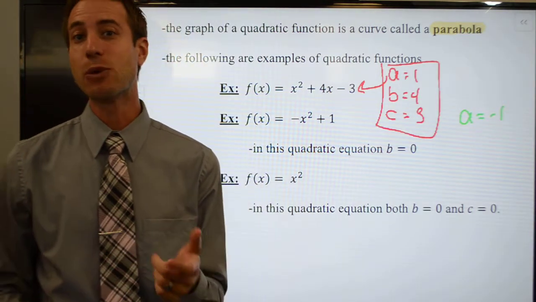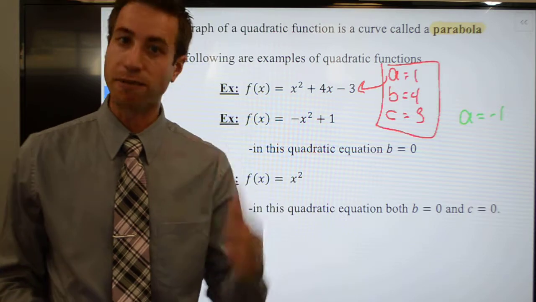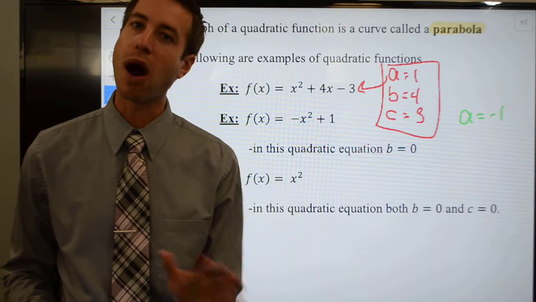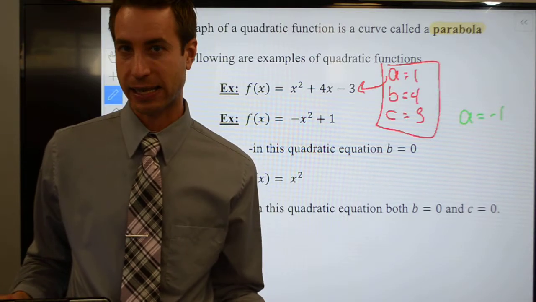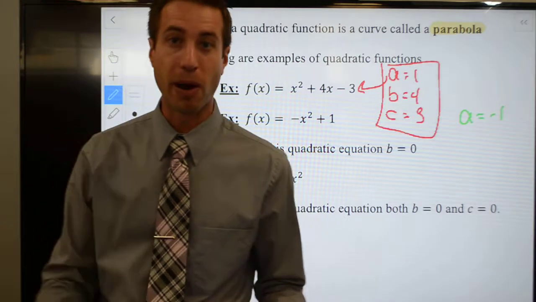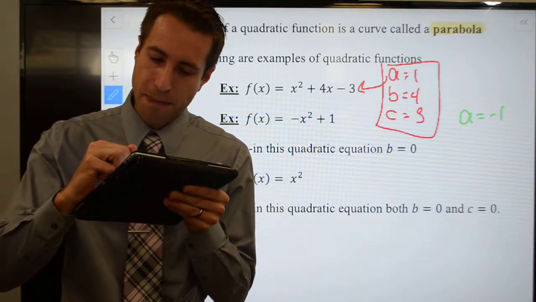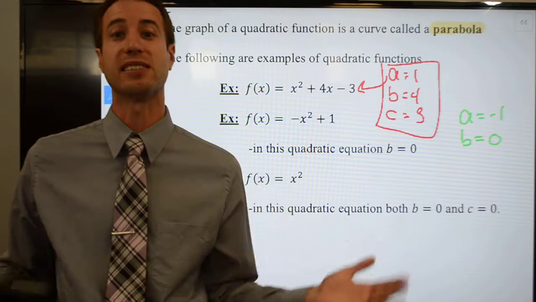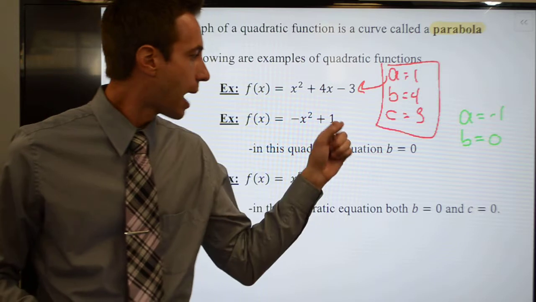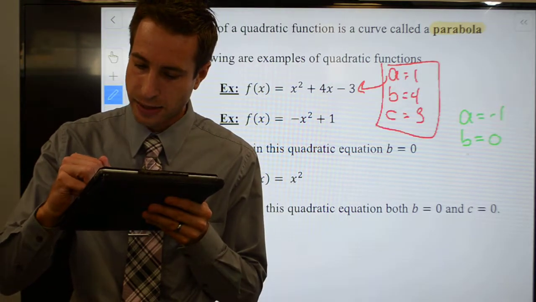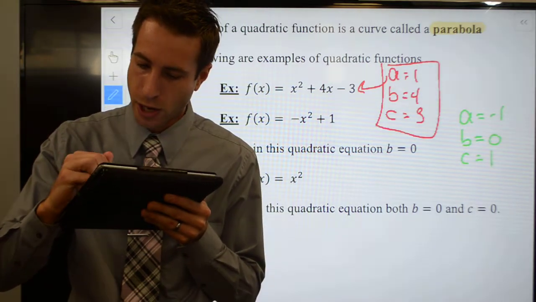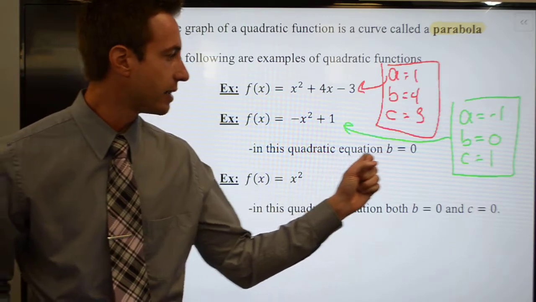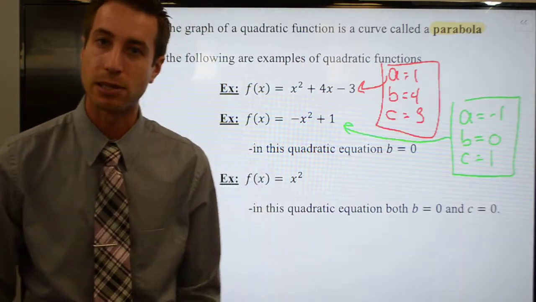B is going to be whatever is in front of just the x to the first power. And I don't have one. So how did that x wind up going away? Well, I get rid of the x if I multiply it by a 0. So that means my b is 0, because 0 times x would be 0. That whole term would drop out. I'm left with just my constant on the end. C is a positive 1. So all of those go with that one, and I tell you right here in this quadratic equation, b happens to be equal to 0.